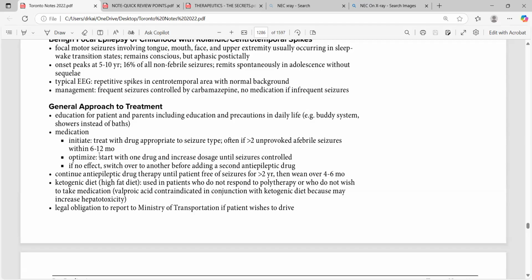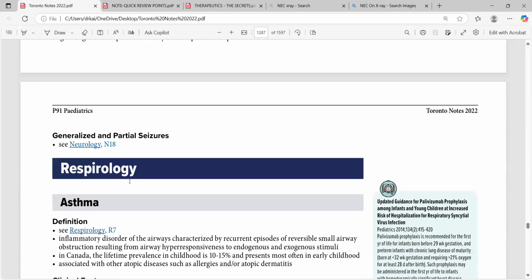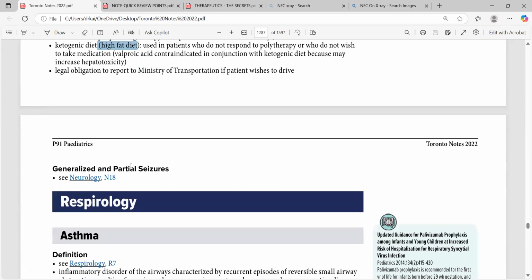Today we actually checked a patient where we were checking her phenobarbital level and valproic acid, and the levels were low. In that case, what we are going to do is call the patient, check for compliance with the medication, and let them know maybe we need to increase the dose. Continue anti-epileptic drug therapy. Ketogenic diet, a high-fat diet, is used in patients who do not respond to polytherapy. And then Ministry of Transport. So we always forget about this high-fat diet.